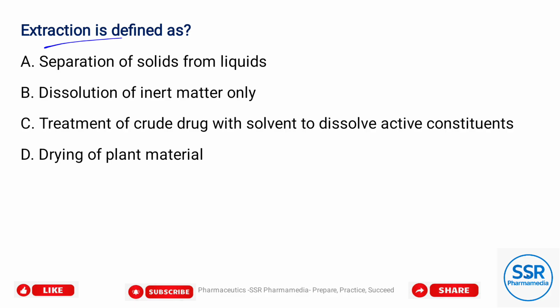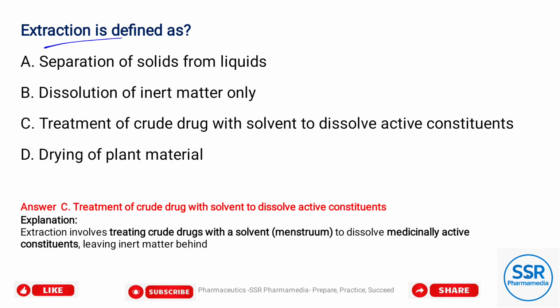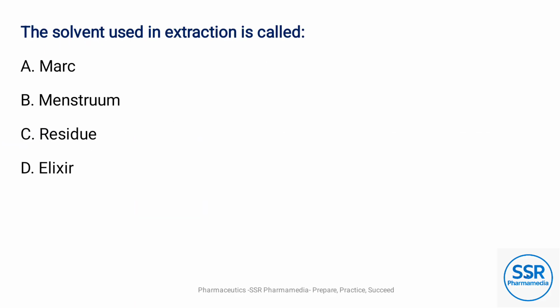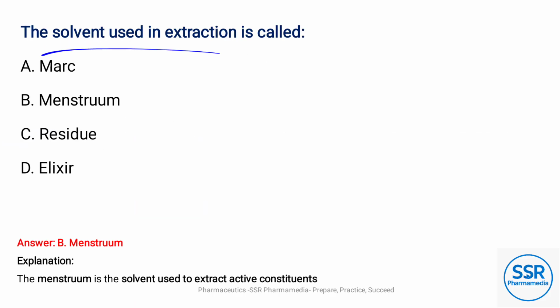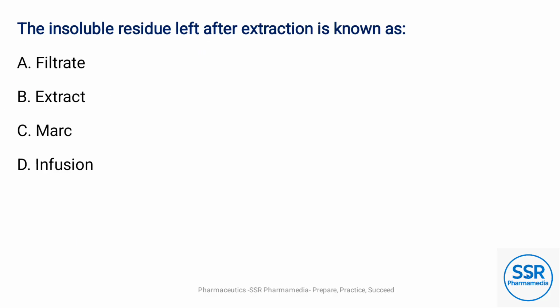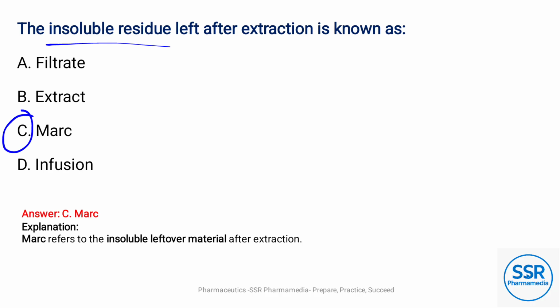Now we'll move into the questions. Extraction is defined as: option C is the answer, treatment of crude drug with a solvent to dissolve active constituents. The solvent used in extraction is called: option B, menstruum. The insoluble residue left after extraction is known as: option C, marc.